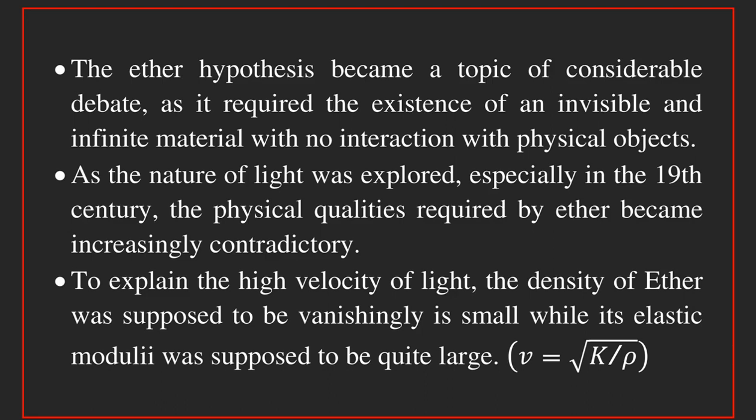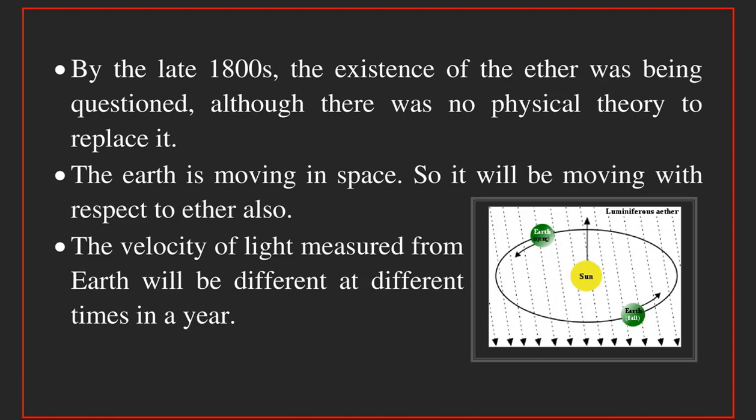So it was extremely contradictory, because a medium with a very high modulus of elasticity but having very small density is not imaginable. And by the late 1800s, the existence of ether was being questioned, but there was no physical theory to replace it, because scientists so strongly believed that light requires a medium for its movement. So the ether hypothesis was there.